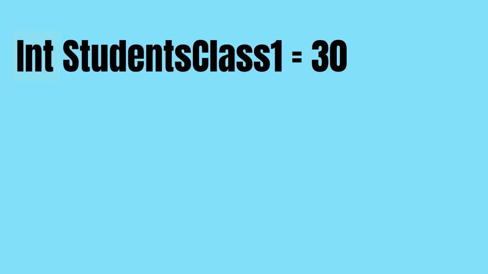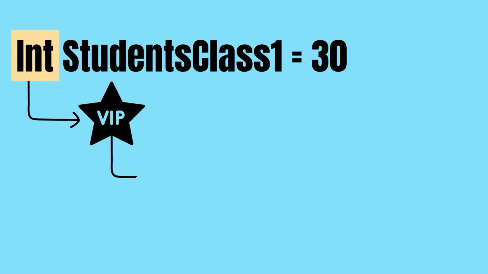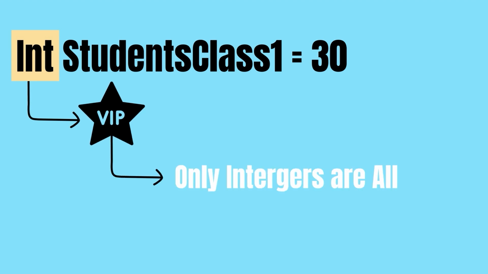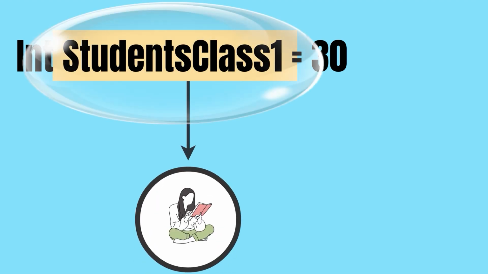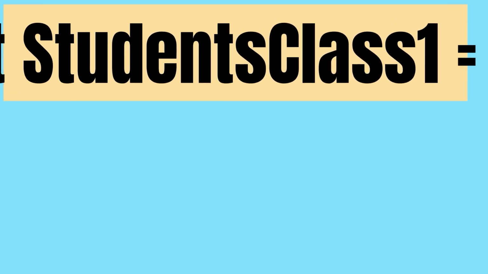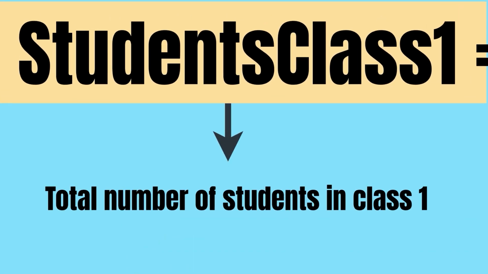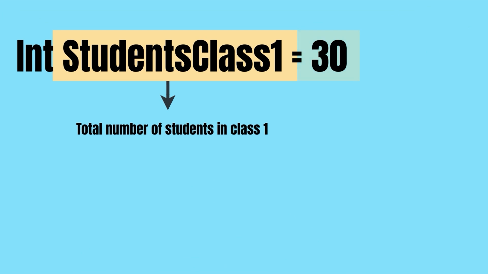Behold, int student_class_1 is equal to 30. The int here is like a VIP badge, announcing that only integers are allowed to party in this variable. The name itself, student_class_1, is so transparent, it's like reading an open book. We instantly know it's the total number of students in class 1. And finally, the equal to 30 part tells us that a value of 30 is stored in this variable.